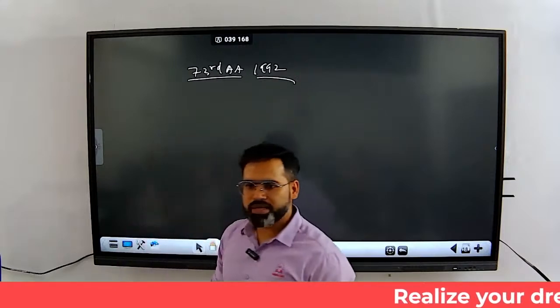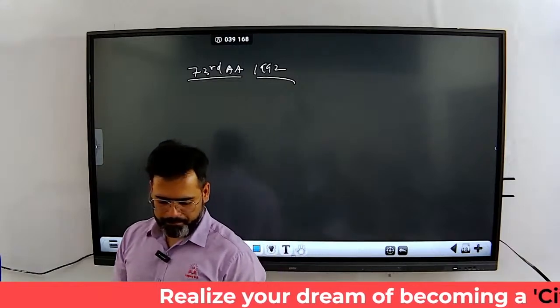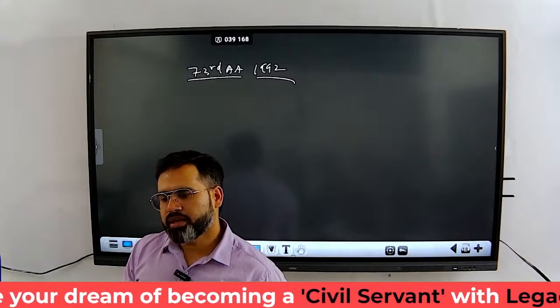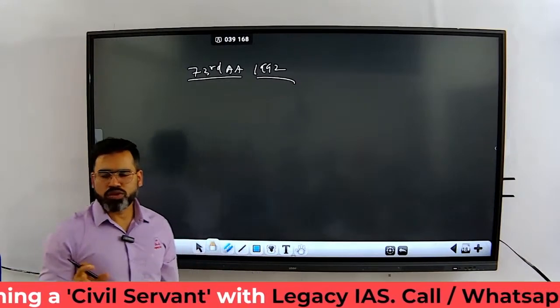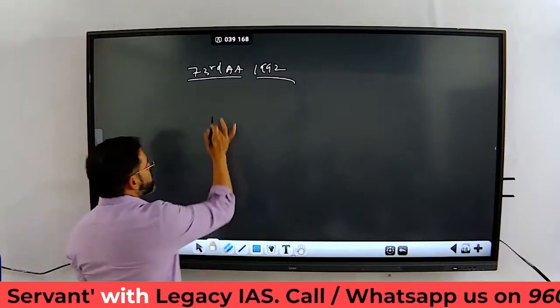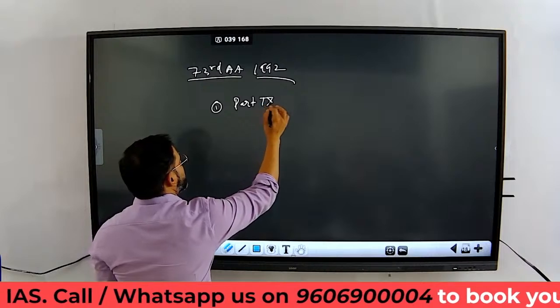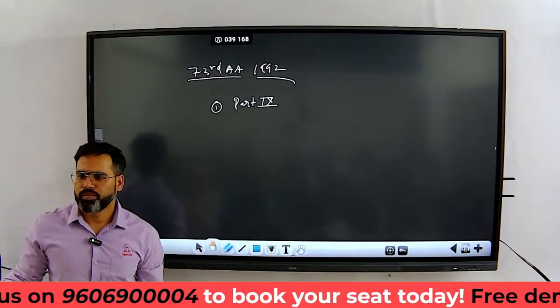So the Prime Minister was Narasimha Rao. So this amendment has made some changes in the constitution. What were those changes? First change was this: one part was added, part 9. This part 9 was added to the constitution.